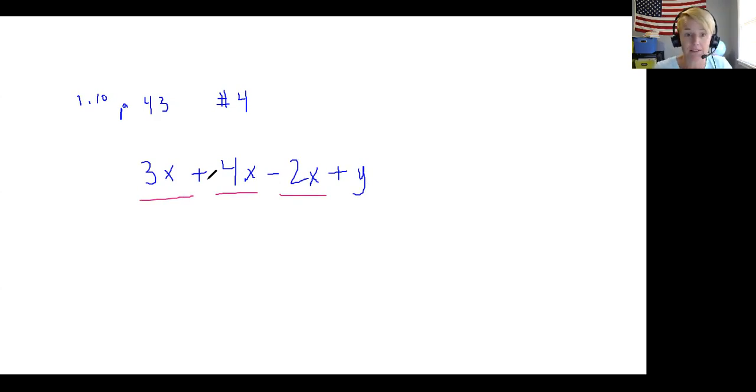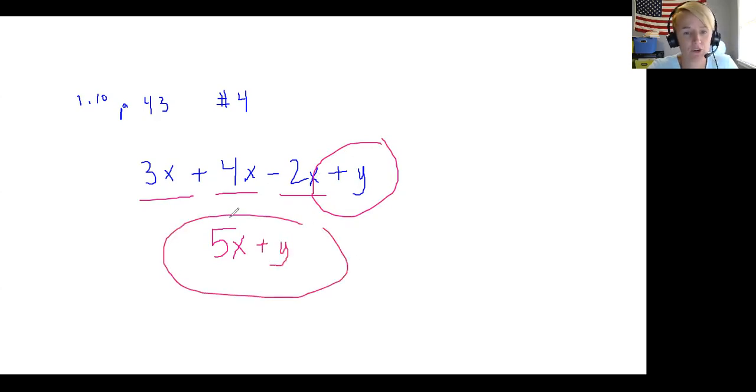I can combine my x's. I start off with 3x. I add in 4x, that's 7x. I take away 2, that leaves 5x. So my answer is 5x because I combined all those like terms. There's nothing to combine with y, it's already simplified. So I just drop it down, and that is my final answer. 5x plus y is the final answer.